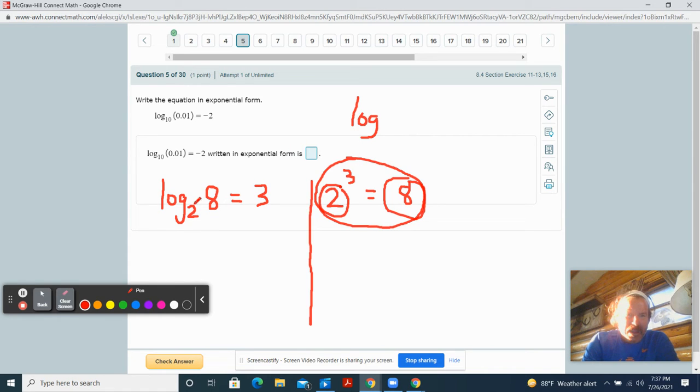And so I teach students this thing. It's called the log loop. Now, why do I call it the log loop? Well, it's something that helps you memorize where these numbers go. So the log loop always starts with the base.